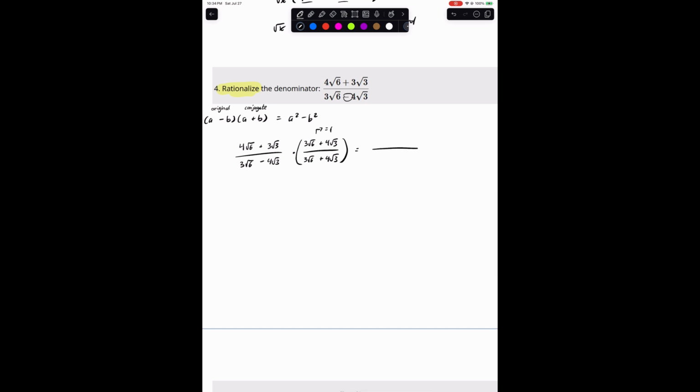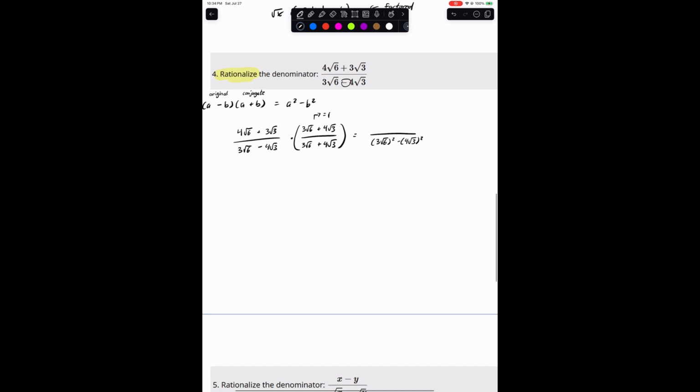When we multiply, the bottom follows difference of squares. So you get 3 root 6 squared minus 4 root 3 squared. And then we have to distribute the entire top. So 4 root 6 times 3 root 6 is 12 times 6, right? Because the square roots cancel when we multiply them. And the number is the same, right?